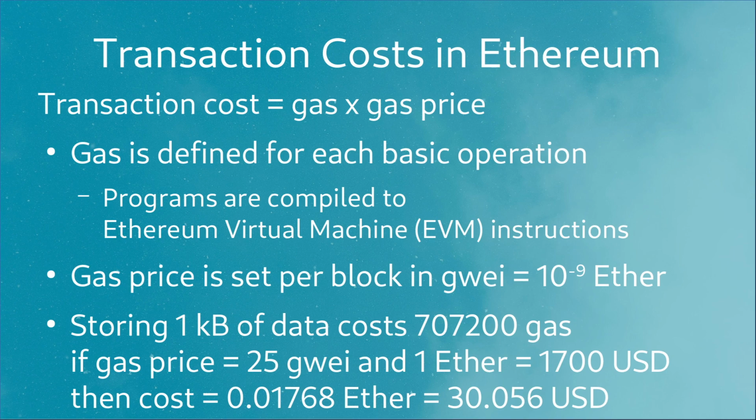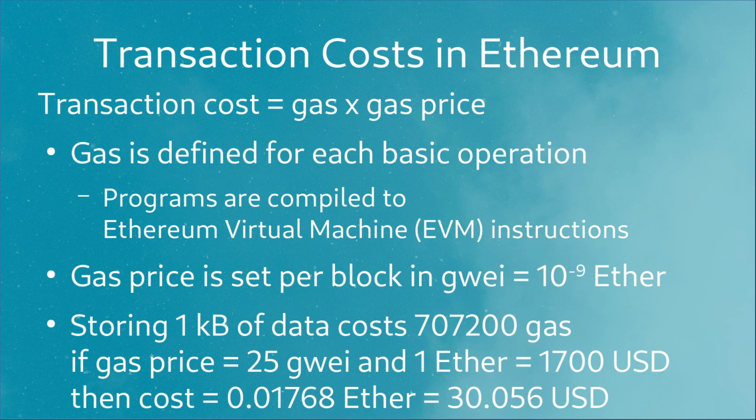Every function on the blockchain is compiled to basic operations of a virtual machine, which is called the Ethereum virtual machine, and each of these basic operations has a gas cost associated with it. The gas cost of executing the function is the same as the sum of the gas costs of the basic operations to which the function has been compiled.